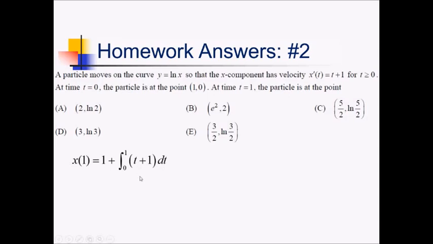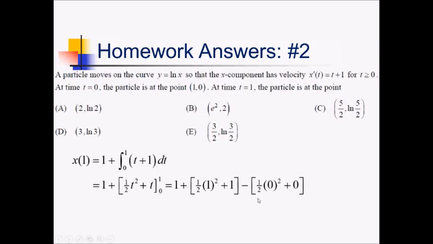Taking some antiderivatives, t is going to become 1/2 t squared. We still have that 1 out there, by the way. So we have 1/2 t squared plus this 1 turning into a t, evaluating this from 0 to 1 now. So that's 1 plus all this stuff with 1 plugged in minus all this stuff with 0 plugged in. We're going to have to simplify this mess to get an answer choice. We can ignore the stuff with 0, it just gets zeroed out. So we have 1 plus 1/2, that's 3/2, plus another one is 5/2, so 5/2 when the dust settles. Now that's the x value.